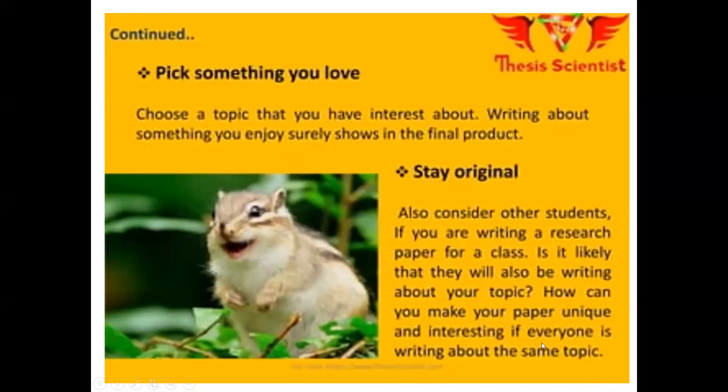That is why it says, pick something you love. Pick something you love, you like. Choose a topic that you have interest about. Writing about something you enjoy, right? Surely shows in the final product. So stay original.